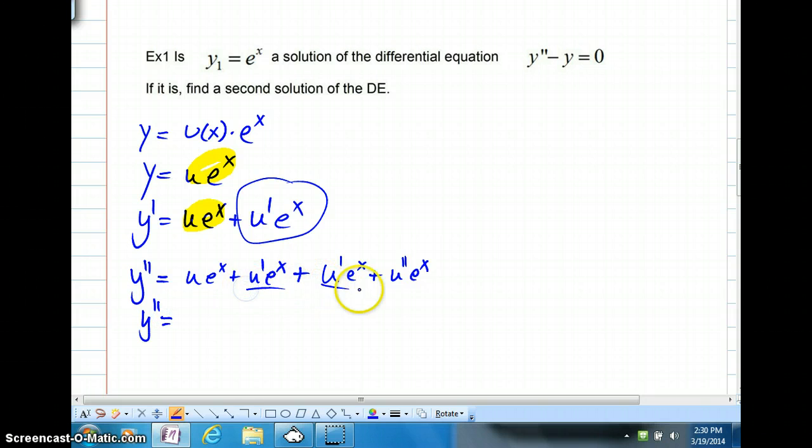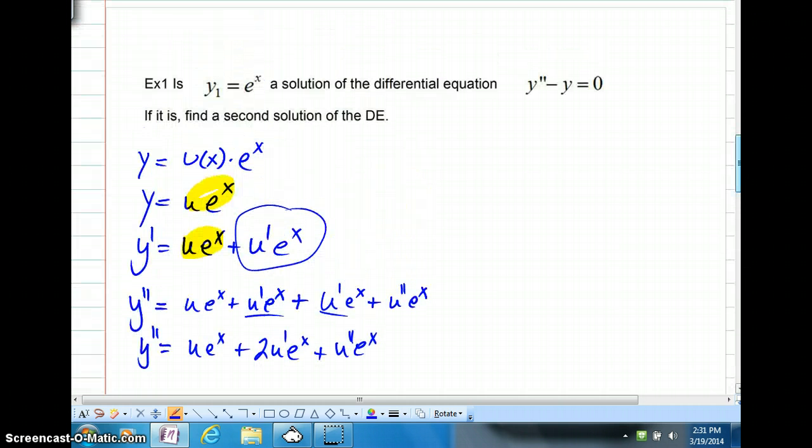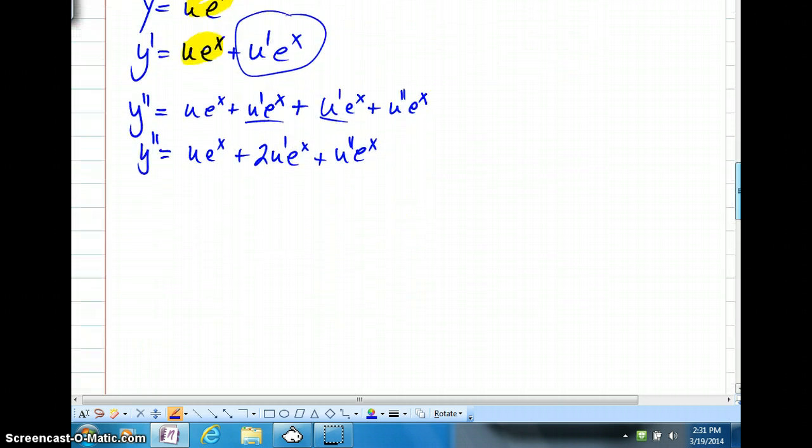Okay, well, let's combine our like terms. Here's a 2 u prime e to the x plus u double prime e to the x. Well, here's where we're going. We've got y double prime minus y equals 0. Let's substitute everything we just found in there and see what we get. Y double prime is going to be this very lengthy expression we just found.